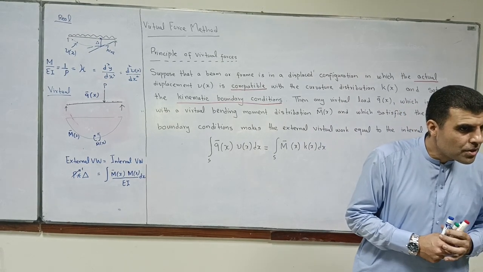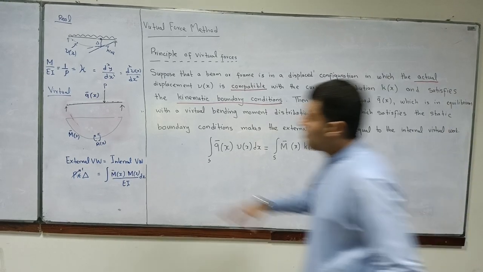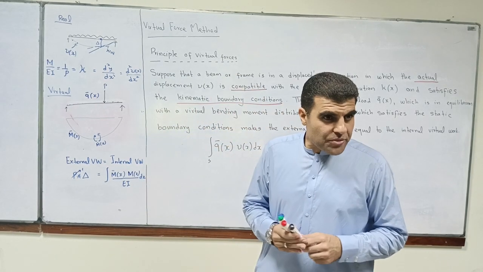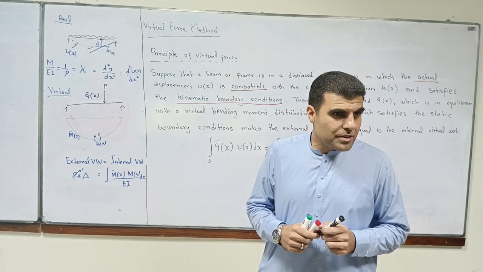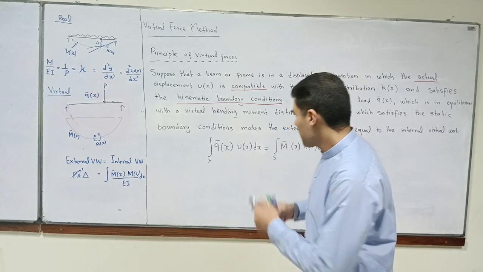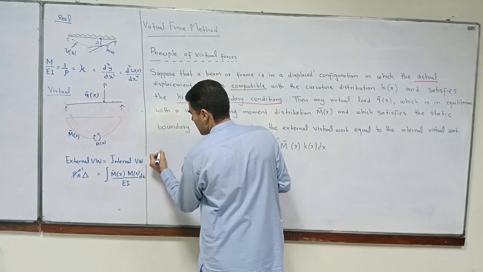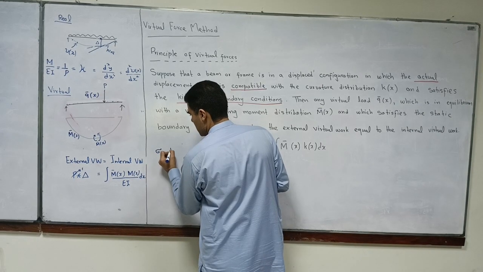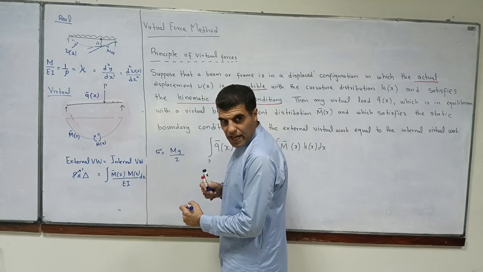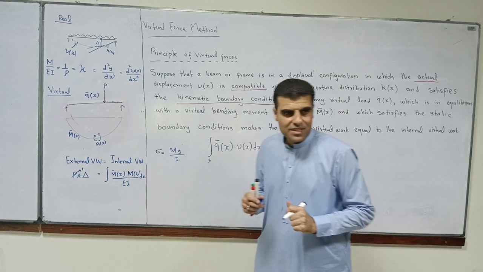Can you repeat how K is equal to M over EI? K, 1 by rho, this is from the engineer's beam theory, from the Euler-Bernoulli equation. What is the Euler-Bernoulli equation? But how is this derived?